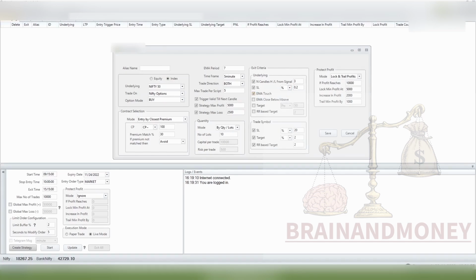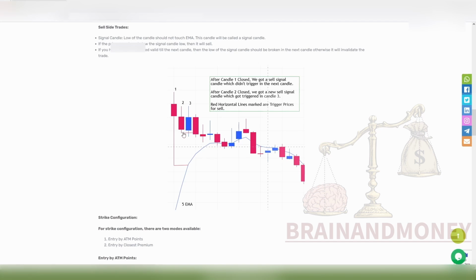So once you get an entry, like in this scenario you get the entry in the 3rd candle, after that whenever LTP touches the 5 EMA value it will exit. So in this case this red candle which I am showing, it is touching the 5 EMA. So whenever LTP touches the EMA for the first time, it will exit.